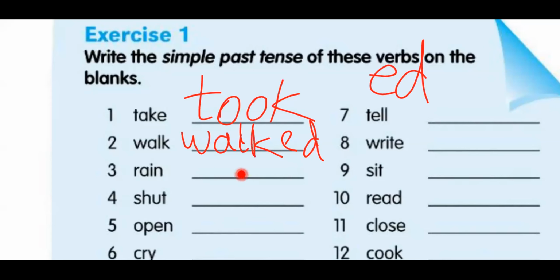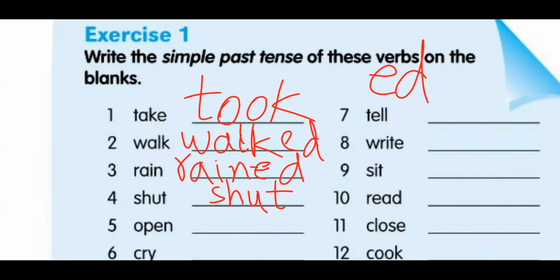Rain will become rained. Okay, ed. Rained and walked are, what are these two? Regular verbs. And took is an irregular verb. Shut will become, yes, what will shut become? Shutted? No, shut only. Shut is an irregular verb. Okay, यानी कि नहीं बदलेगा. Shut ही रहेगा. Shutted नहीं बनेगा.